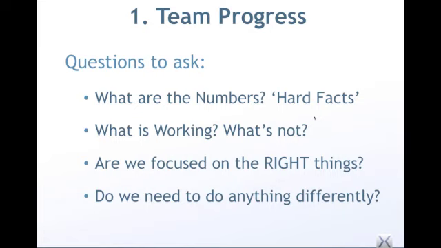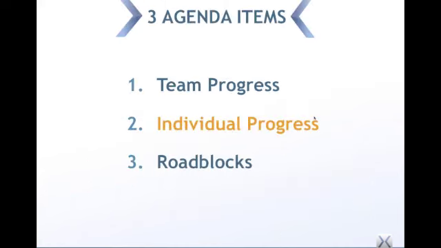So there's a constant need to check and make sure, as a team and as individuals, that we're focused on the right things if we're trying to deliver this team performance. And even the question, do we need to do anything differently? All this is doing is checking with the team to make sure they are still focused on the purpose of the team, what they're there for, which for everybody is to deliver some sort of measurable result. So let's go now to the second point, which is individual progress.